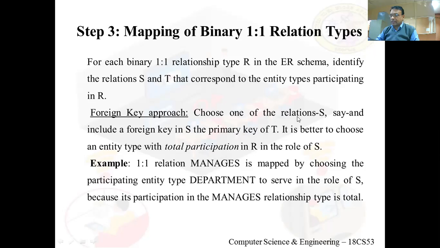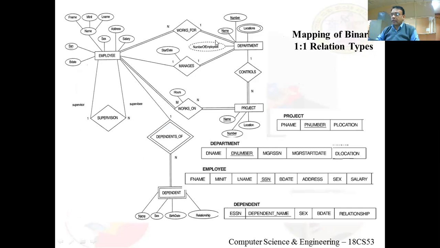Choose one relation S, and include as a foreign key in S the primary key of T. Choose S in such a way that it is the entity type with total participation in R. Yes, I'm selecting department as S. In department, I'm adding as a foreign key the primary key of the employee table. See, in department, MGR SSN is added here.